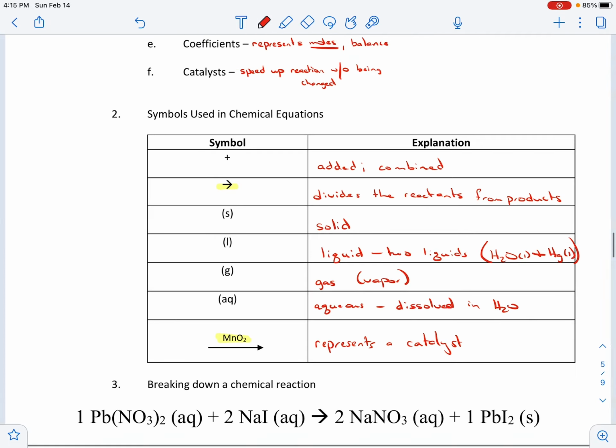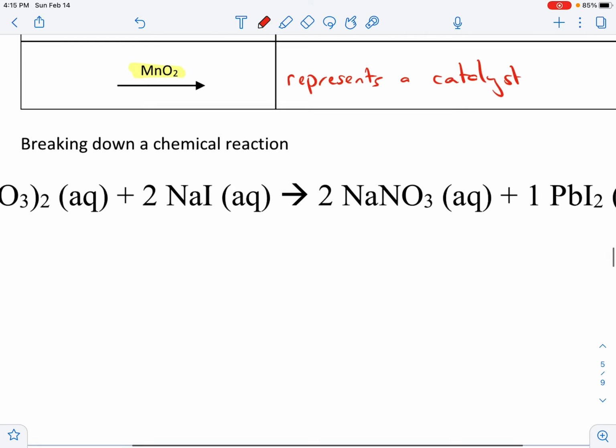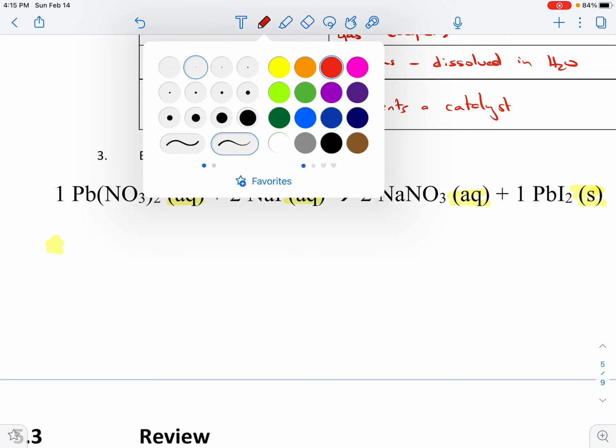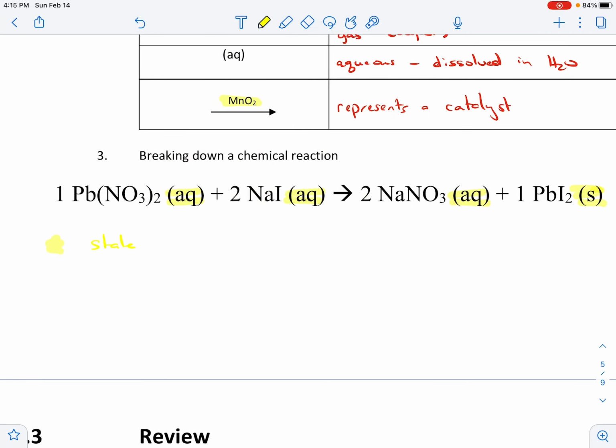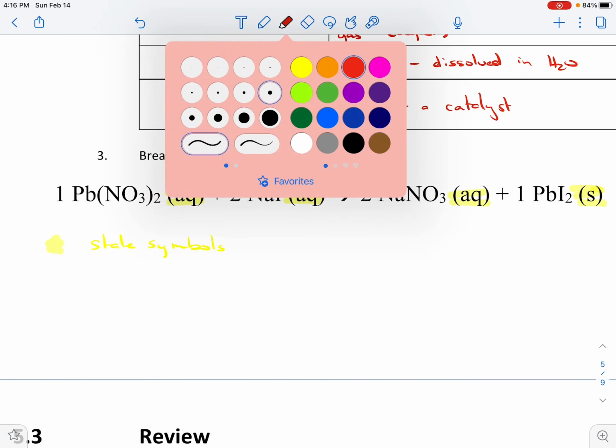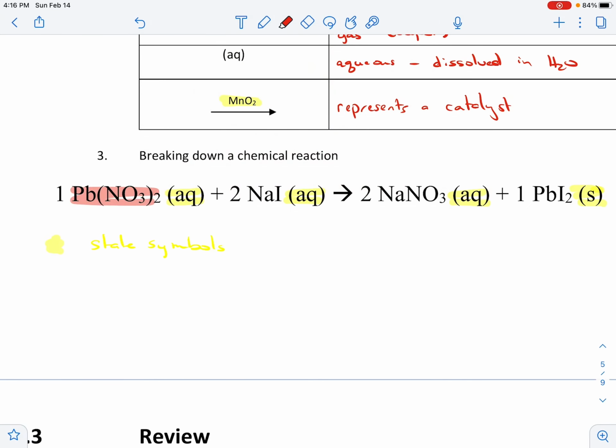Okay, so let's look at an example of a balanced chemical equation here. It's a pretty big one. All right, so let's see what we've got. Let's start off by highlighting. These are our state symbols, right? They tell us what state we have. Let's pick another color here. We'll go to red, and we'll highlight in red. These here are our chemicals involved.